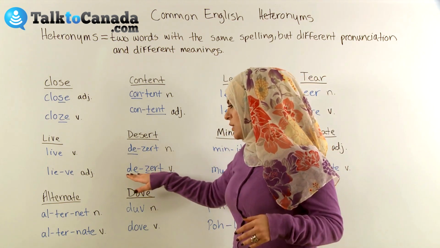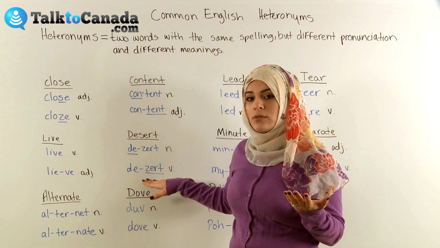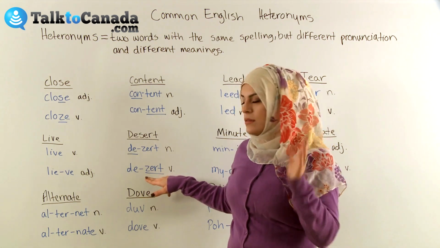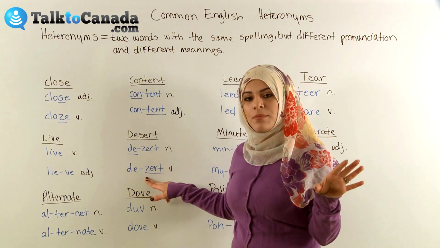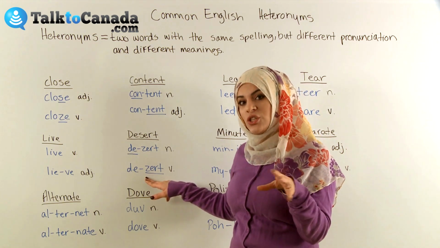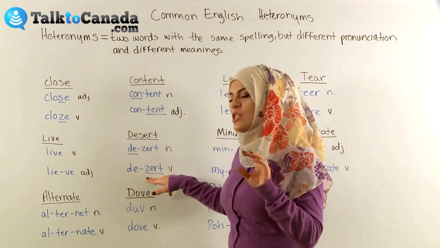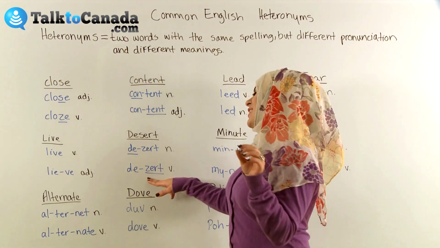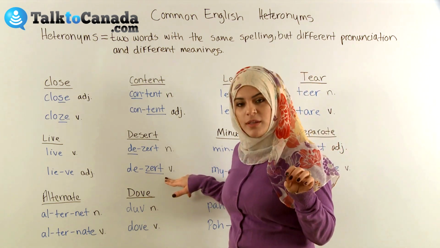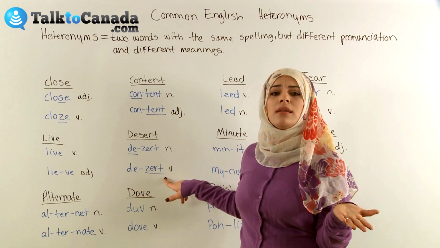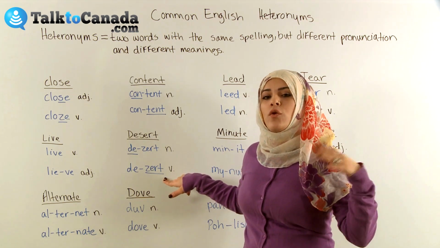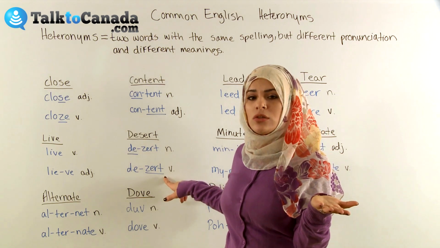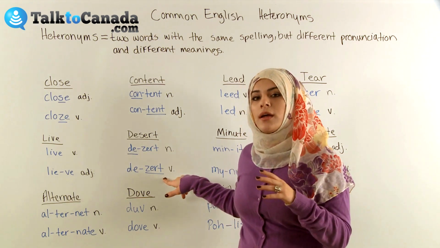Dessert. Dessert is also pronounced with it like a Z. The S is pronounced like a Z. There's more emphasis on the next part of the word, so the zert part. So dessert, like that. It's a verb, and it means to abandon or leave without coming back. So, for example, he deserted his children when they were young.